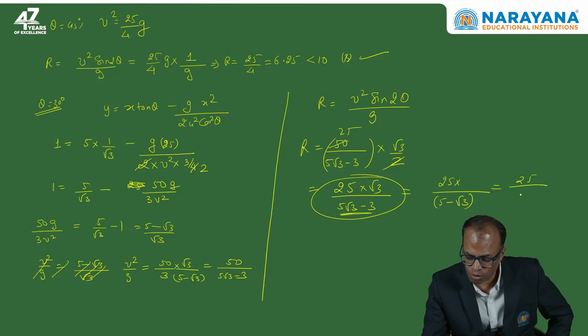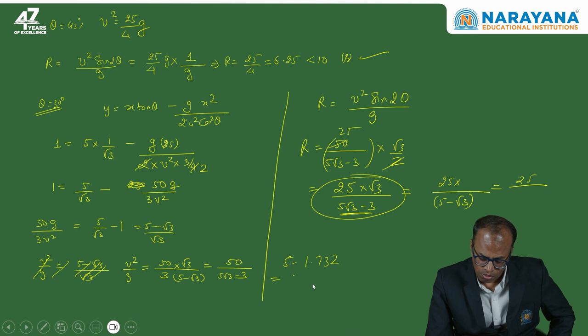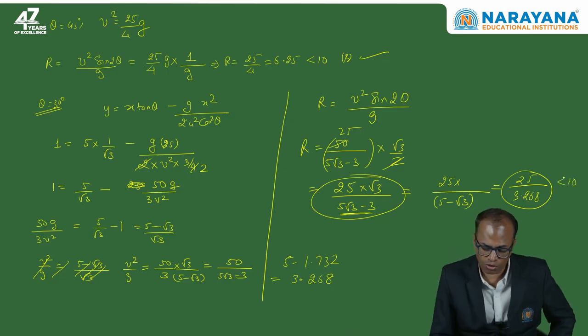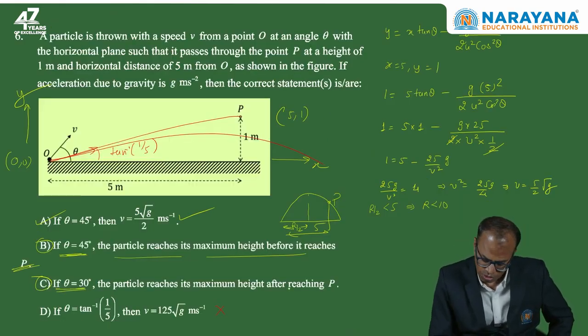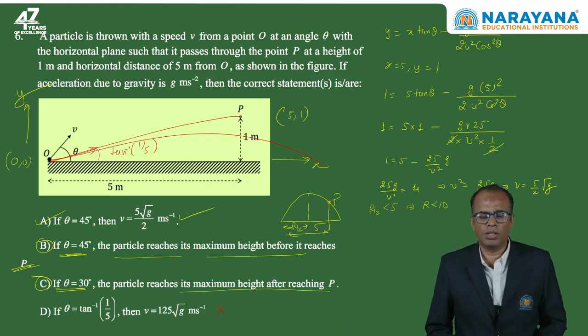So 25 upon, root 3 is 1.732. So 5 minus 1.732 will be 3.268. And clearly this is less than 10. So option C is wrong. Great. So that finishes question number 6.